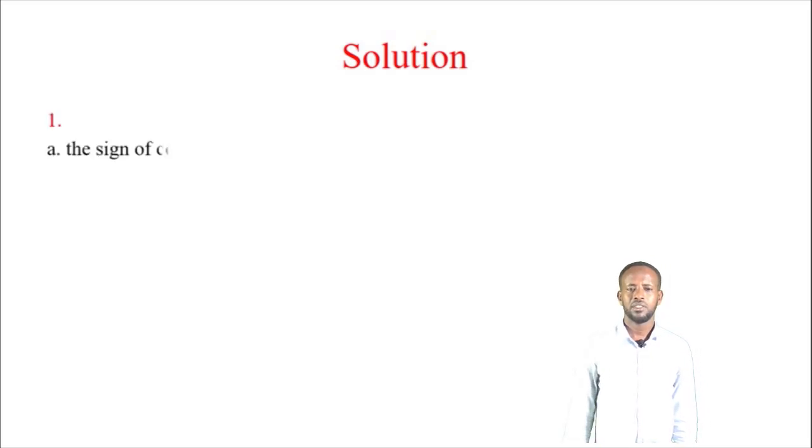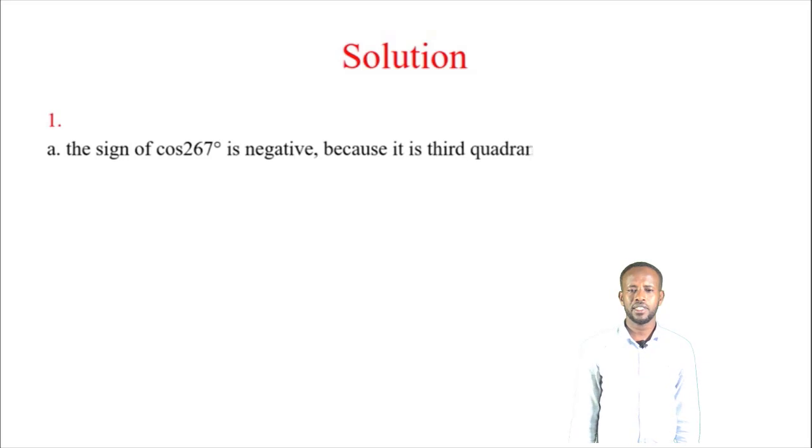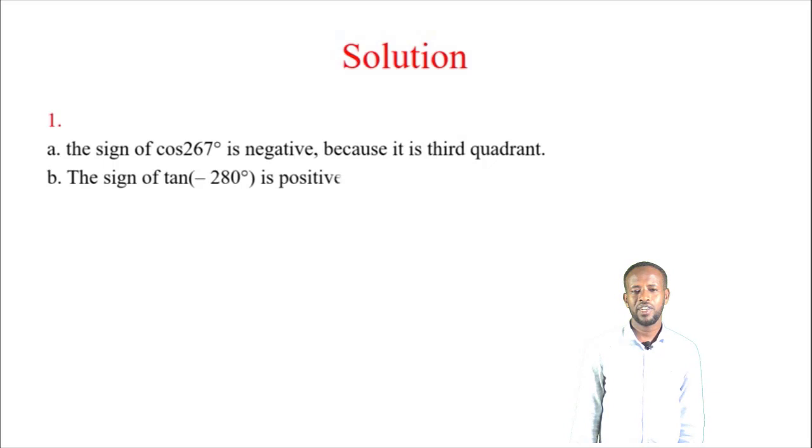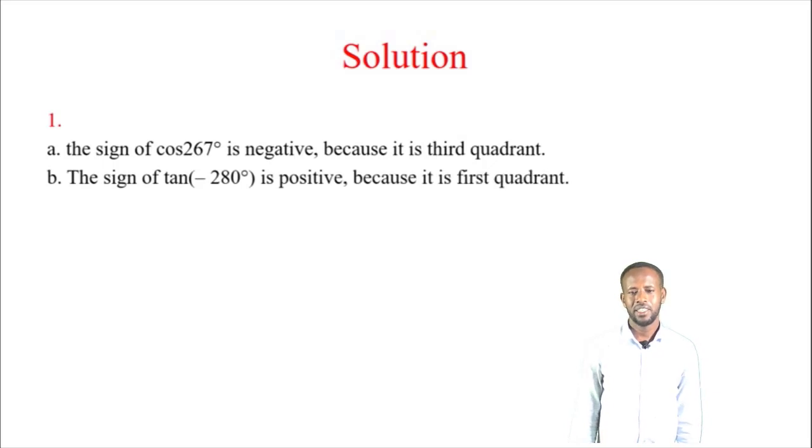Okay, solution. The first equation. The sine of 267 degree is negative because it is a third quadrant angle, and in the third quadrant sine is negative. The sine of negative 280 degree is positive because it is in the first quadrant.